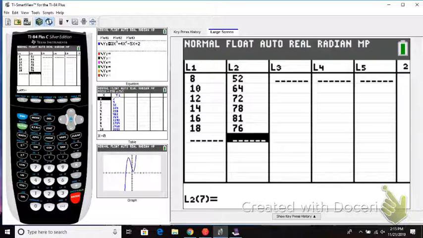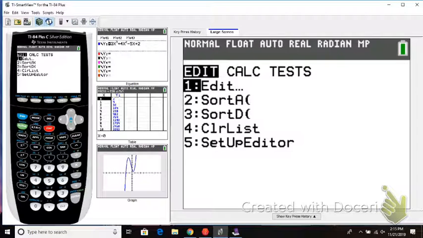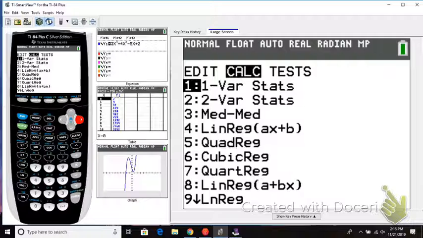Everybody there? Okay, what's our home button again? Stat. This time we want to calculate something. So we're going to go over to calc. And we used to use 4, linear regression. Now we're going to use 5, quadratic regression, because these are quadratics that we're dealing with.